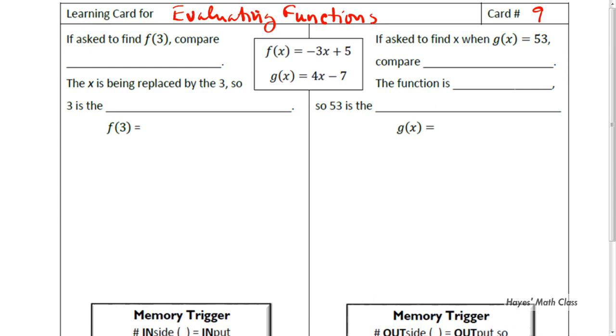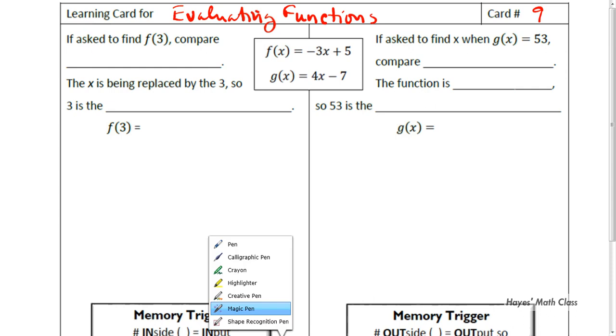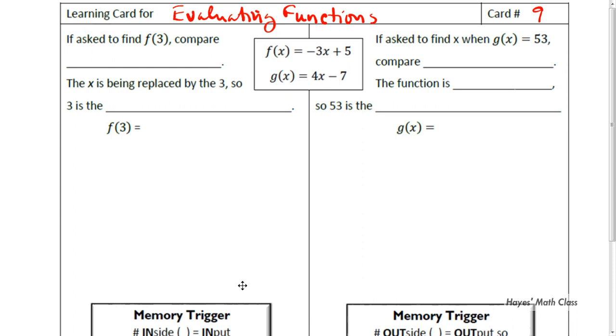If you're asked to find f of 3, and I've defined your functions here. Now again, remember, function notation, this is pronounced f of x is equal to negative 3x plus 5. And g of x, that is not multiplication, that is not f times x. You never, ever will be multiplying that stuff out. So anyway, if I'm asked to find f of 3, compare to f of x is equal to negative 3x plus 5. Now notice what's going on.